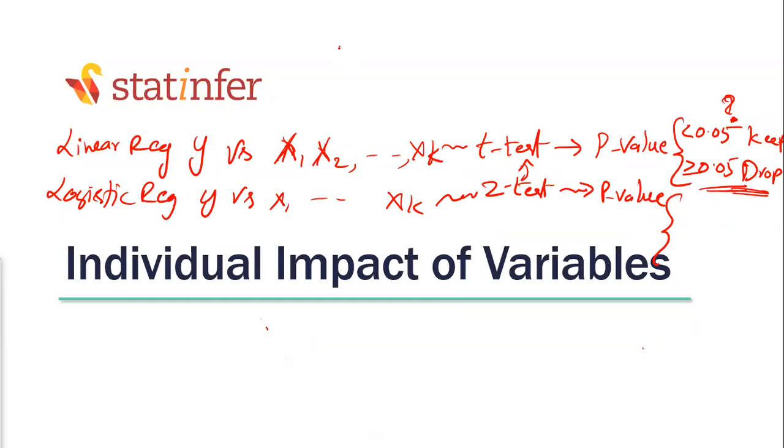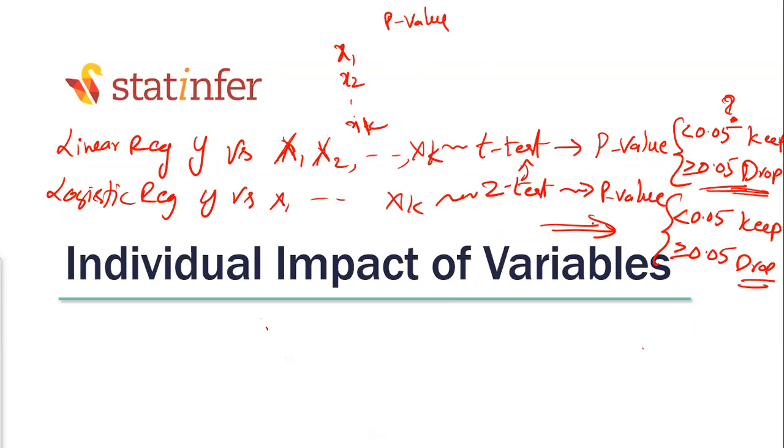So even in logistic regression, you will have the variables x1, x2 and so on up to xk. Each variable will give you a p-value, and the rule is: if the p-value is less than 0.05, keep such variables, they are impactful. If the p-value is greater than 0.05, drop such variables, they are not impactful. It is exactly the same even in logistic regression as in linear. Maybe behind the scenes the calculation is different, but eventually you will have the p-value results for every variable.